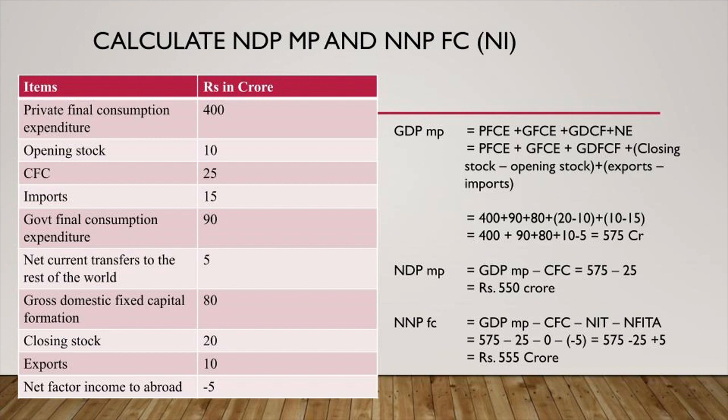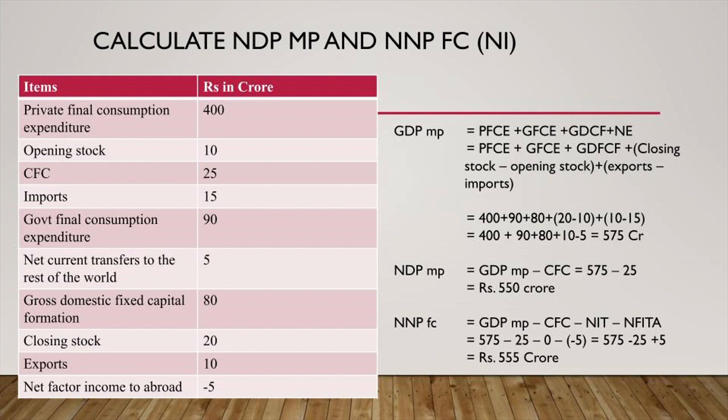Please note that here instead of gross domestic capital formation, gross fixed capital formation is given. So you have to add change in stock to gross domestic fixed capital formation to compute gross domestic capital formation. Here, change in stock is not given directly. Subtract opening stock from closing stock to get change in stock. Instead of net exports, exports and imports are given separately. Subtract imports from exports to get net exports.